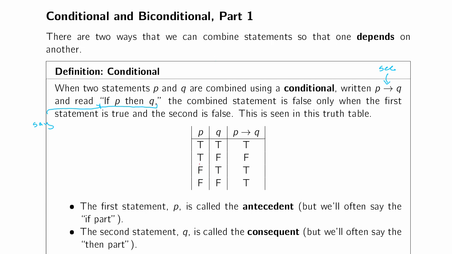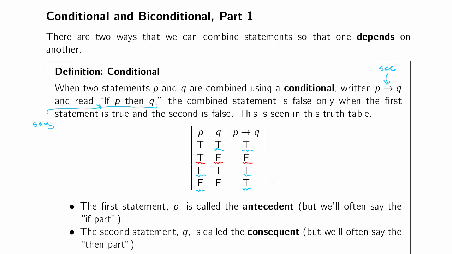So in this truth table we see P is true and Q is false. Then if P then Q is false. The rest of the time, the conditional is true. So if we see that Q is true, if P then Q is going to be true. If we see that P is false, if P then Q is going to be true.